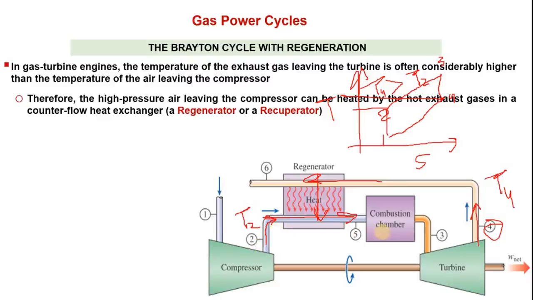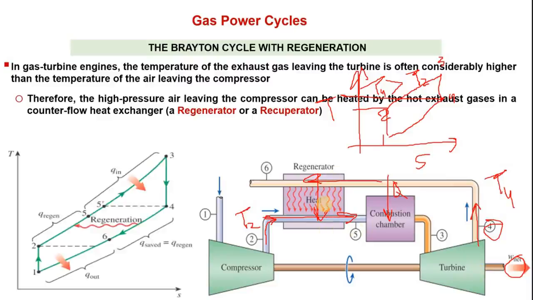So now the entering point to the combustion chamber will not be 2, it will be 5, at a much higher temperature. This air which was entering the combustion chamber at 2 will now enter at 5, which is much higher than 2. So the temperature is already increased. Now you have to supply less heat, less fuel has to be burnt in the combustion chamber for the same output. That's how the efficiency can be increased with regeneration, and that is shown on this TS diagram also.